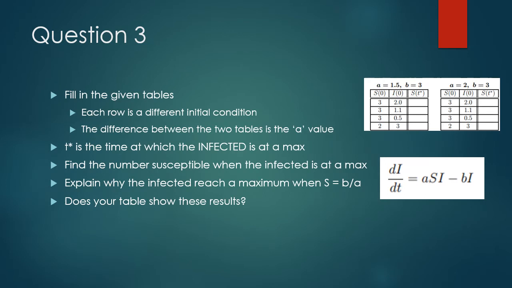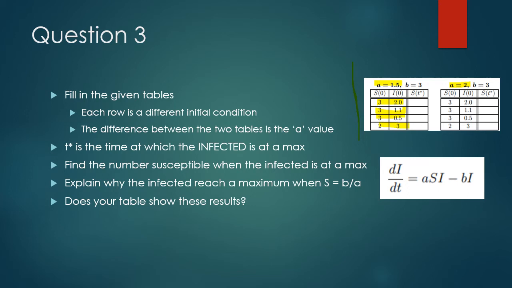All right, so for question 3, it asks you to fill in these two tables on the right hand side. And basically the difference between the two tables is the A value. And each row represents a different initial condition. So for the first row over here, it's 3, 2, then 3, 1.1, 3, 0.5, 2, 3. So you'll have to enter different initial conditions.